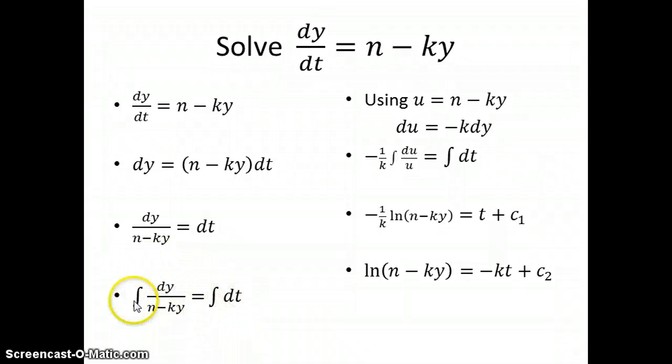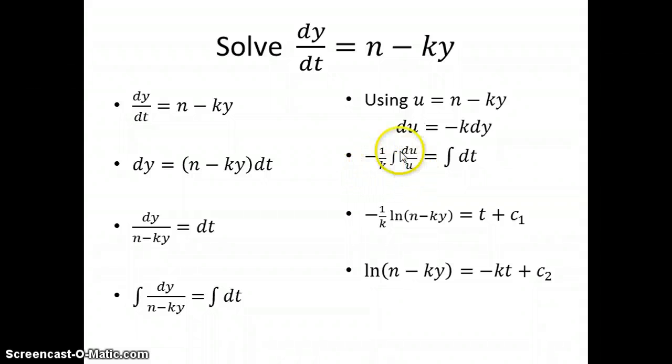Now to get this integral, we're going to use substitution. If at any point you need to stop this to try to do it on your own, go ahead, stop it. You can watch it afterwards. Substitution. I'm going to use substitution for the denominator here. u equals n minus ky. So du equals negative k dy.